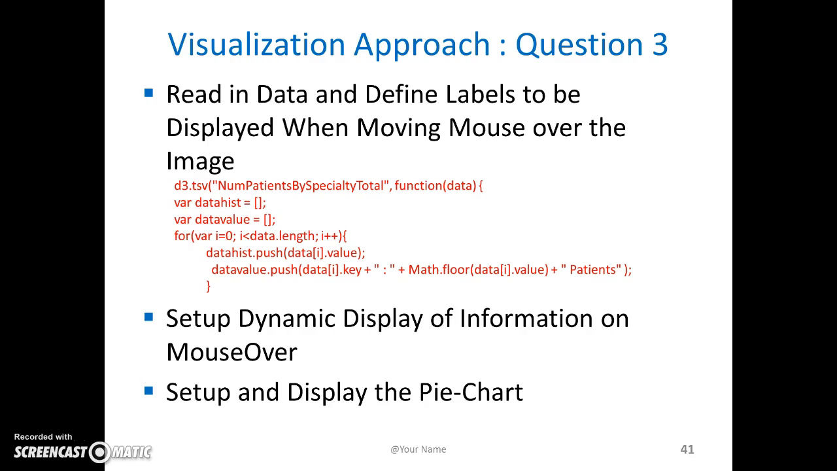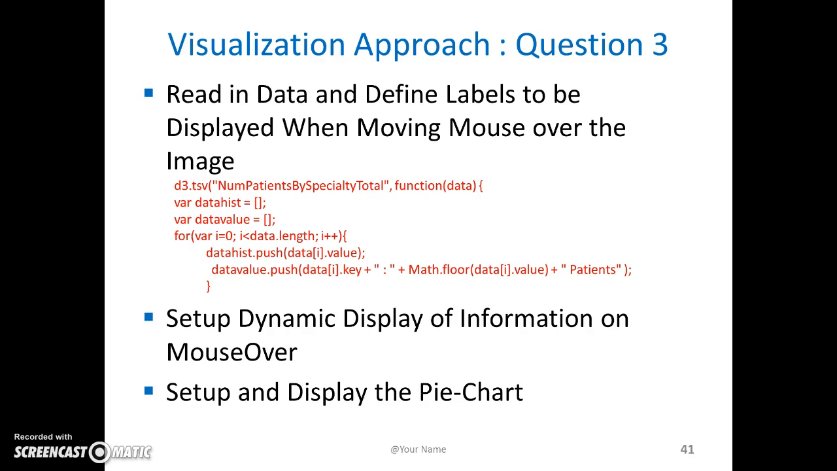So now we're going to look at our third question, which is looking at the specialties that provide IONM services and how many patients each specialty takes care of. And we're doing a very similar thing. We're going to read in our data. As we're reading in our data, we're going to define the labels that are going to display when we move the mouse over the image. So we're setting up a pie chart that when we move our mouse over a wedge, the specialty and the number of patients will be displayed on the web page.